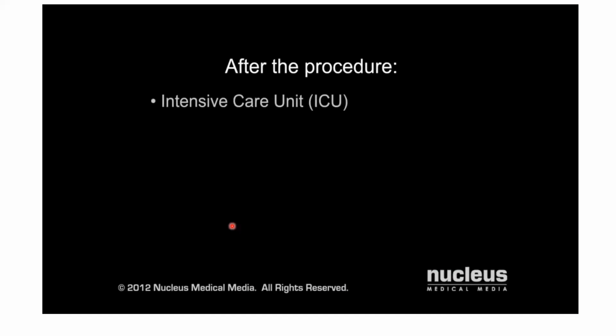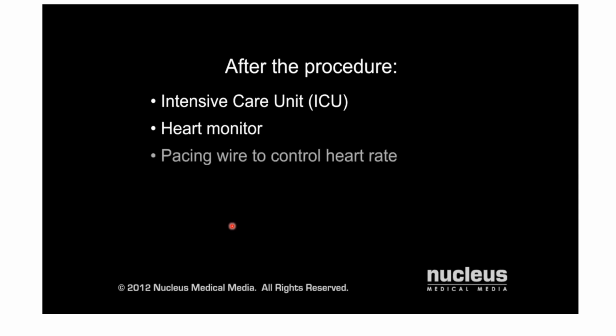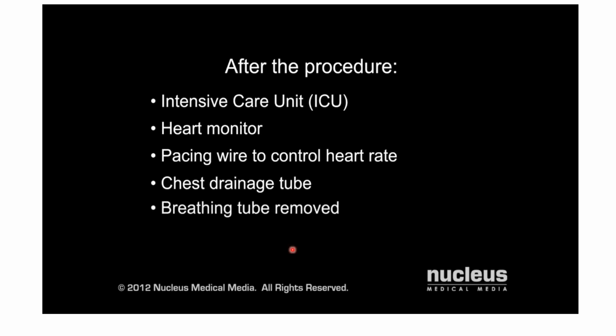After surgery, you will be taken to the intensive care unit. The activity of your heart will be carefully monitored. If necessary, the pacing wires will be used to temporarily control your heart rate. The chest tube will remain in place to drain excess blood and air from the chest cavity. Once you can breathe on your own, your breathing tube will be removed and replaced with an oxygen mask. The bladder catheter will remain in place. As you recover over the next 3 to 4 days, all of these devices will be gradually removed.